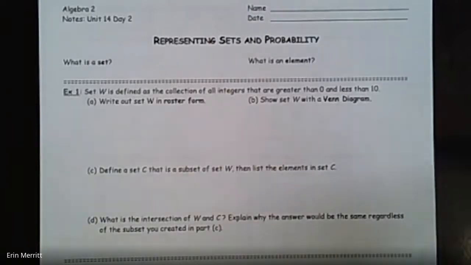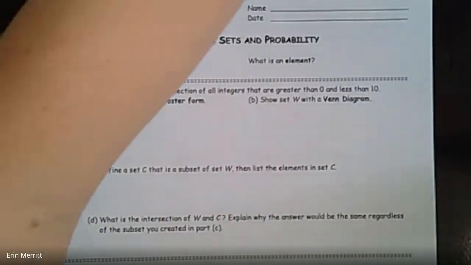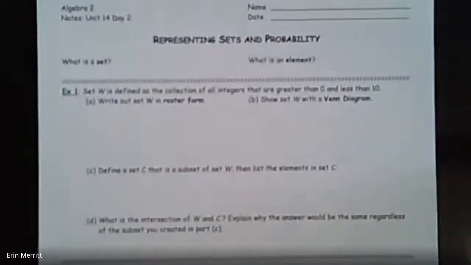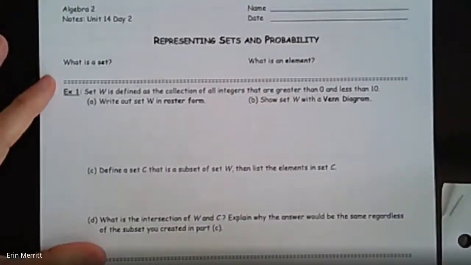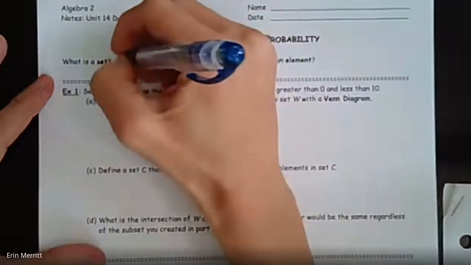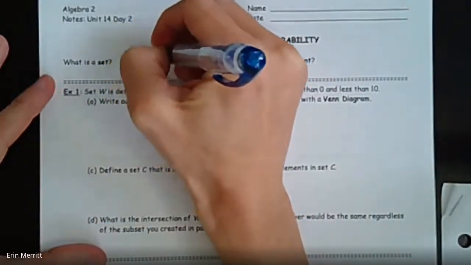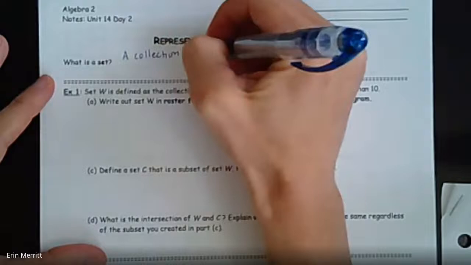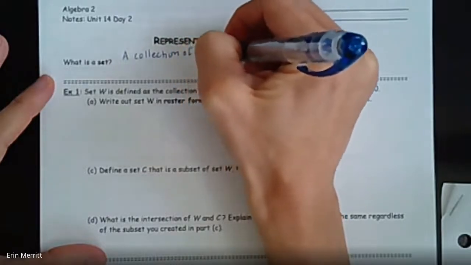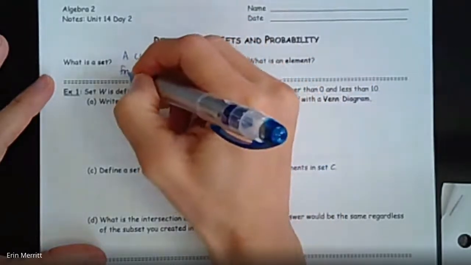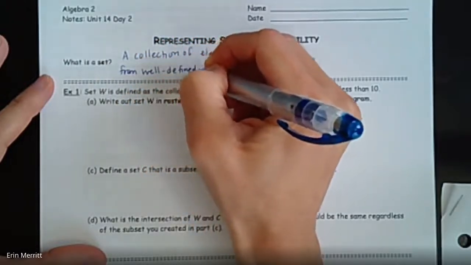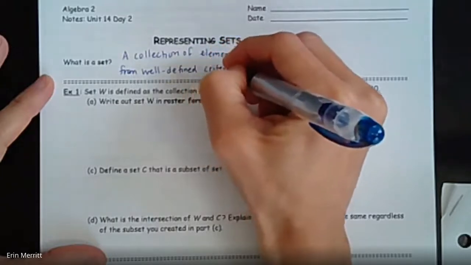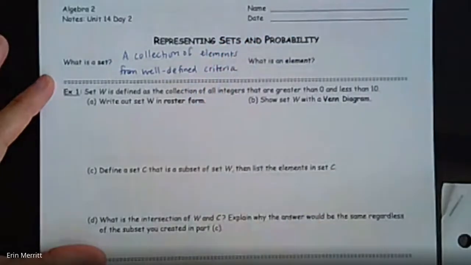What we are looking at for today is representing sets, and probability itself. So the first part, when it says, what is a set? Well, a set is a collection of elements from well-defined criteria. And we'll explain that further as we go.